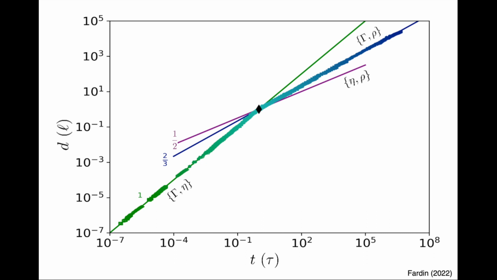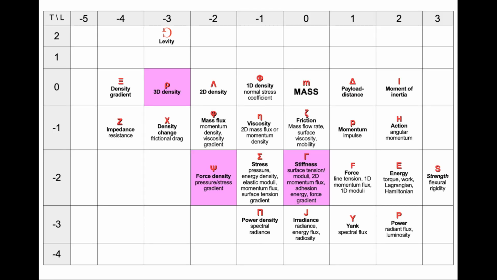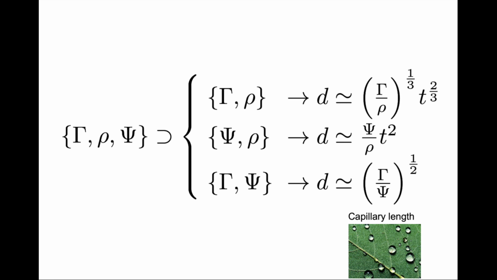Let's talk about waves and ripples, which we introduced in episode 7. We will assume that the fluids under study are not too viscous, so we can solely consider the effects of surface tension gamma, density rho, and the weight density psi. We have 3 mechanical quantities, so we have 3 regimes, here expressed as a size evolving over time. Since surface tension and force density are on the same line, the last regime is actually a simple length. It is the capillary length from episode 2.